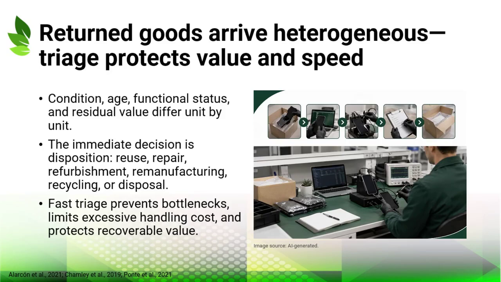Fast triage prevents bottlenecks in warehouses, reduces excessive inspection and movement, and preserves residual value before it decays. The chapter emphasizes that triage is not a minor administrative task. It is a core operational capability that connects physical inspection with economic recovery decisions. Effective triage therefore protects both service levels and profitability. That makes it a strategic operating step.